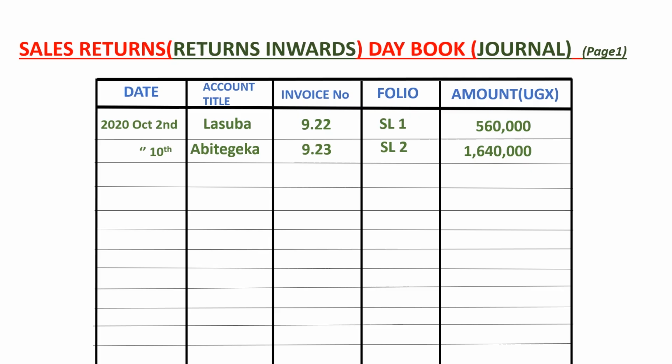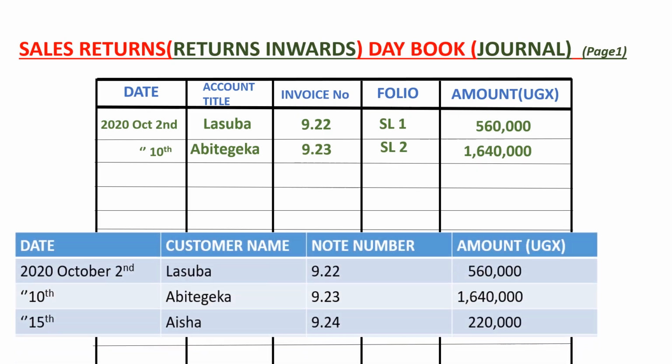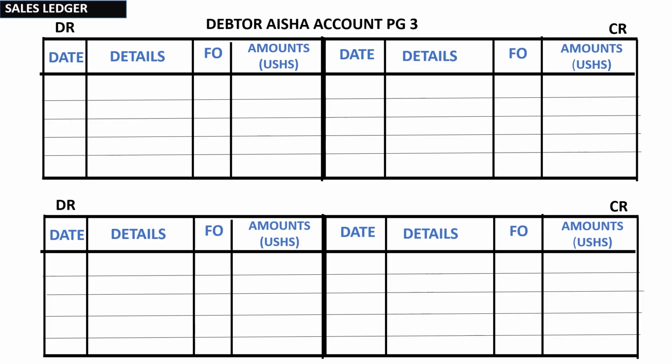So moving on to the next transaction, on 15th, it was Aisha who returned goods worth 220,000. So we shall go ahead and say that on 15th, Aisha went ahead and returned goods. We issued a credit note of that amount, 9.24, and the amount is 220,000. So we shall go ahead to Aisha's account in the sales ledger. This being a debtor, we go ahead and credit it with 220,000.